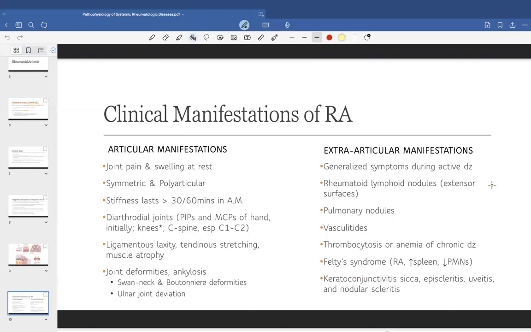The joints involved, again, are mostly your diarthrodial joints, and so two bones. But it especially involves your MCPs and PIPs. Down the road, it can involve the DIPs. Okay, so it's more proximal to distal as opposed to distal to proximal, like you see with osteoarthritis.